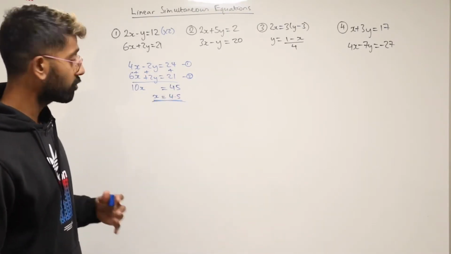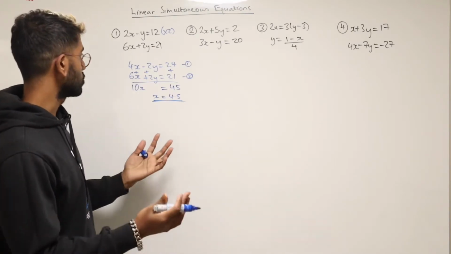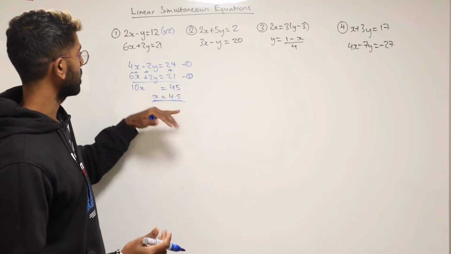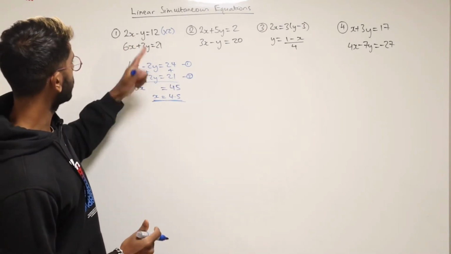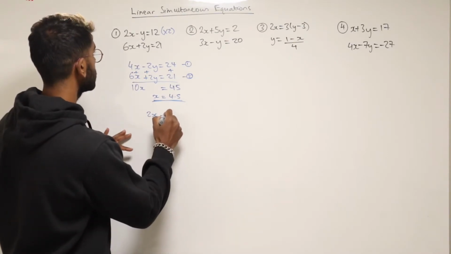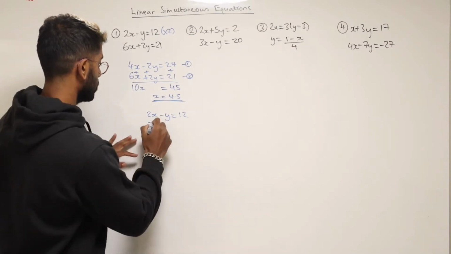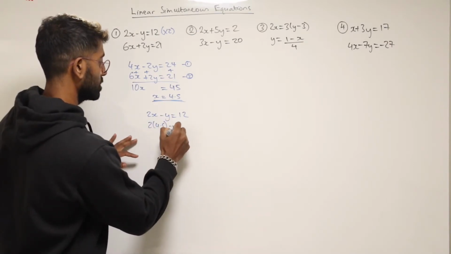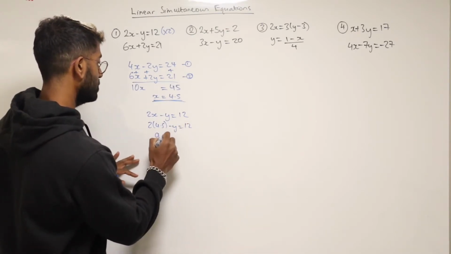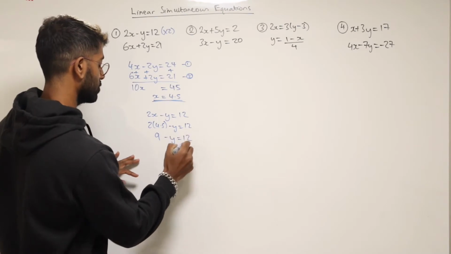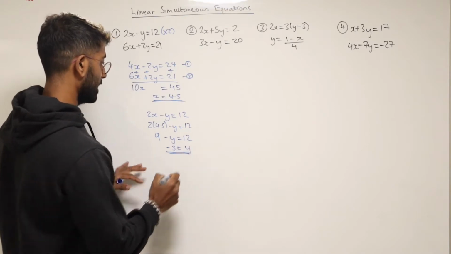4.5. Great, now we've solved there to get our value of x, we now need to get our value of y. So to do that, we have to pick one of these equations and sub the x value back into there. I'm going to pick number 1. So 2x minus y is equal to 12. So that's 2 lots of 4.5 minus y is equal to 12. And then that means 2 lots of 4.5 is 9. So 9 minus y is equal to 12. And that means y should equal negative 3.